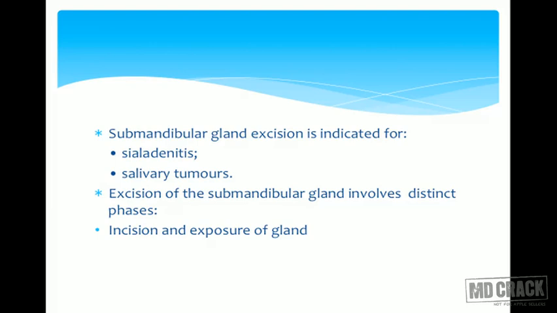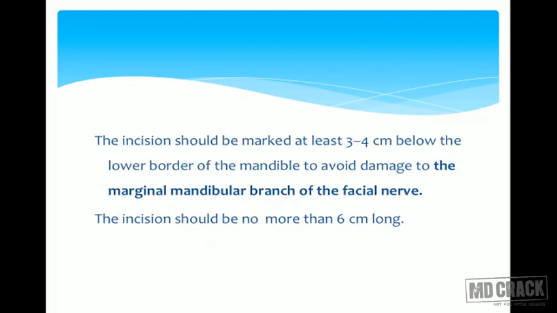How is the incision located? You know that the marginal mandibular branch of the facial nerve runs on the lower angle of the mandible. So the incision should be marked at least 3 to 4 centimeters below the lower border of the mandible to avoid damage to the marginal mandibular branch of the facial nerve. You may be asked a question on this.